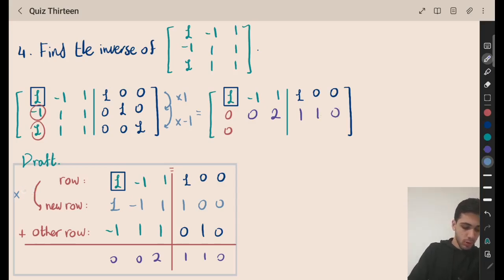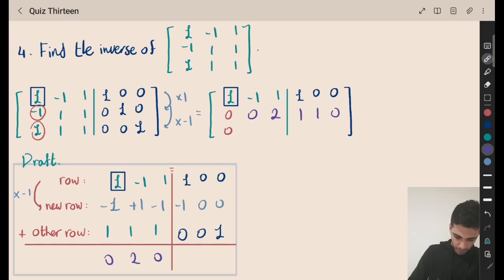0, 2, 1, 1, 0. This is just minus 1. So I multiply all the elements by minus 1. And now I write the other row, which is 0, 0, 1 here, and 3 ones down below. 0, 2, 0, minus 1, 0, 1. I hope this is not too difficult. This is great.